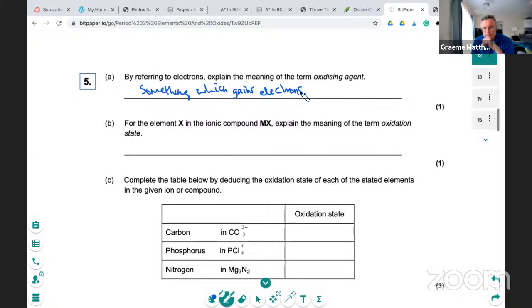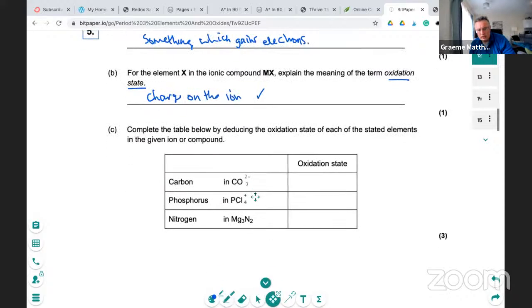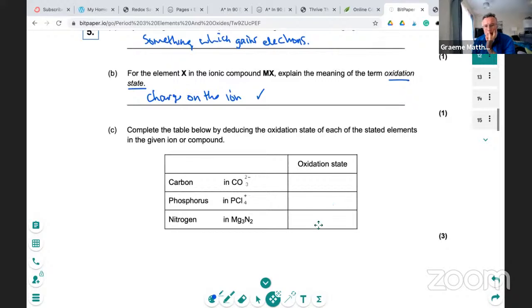Let's see. The element X in the ionic compound MX, explain the meaning of the term oxidation state. All right, well, the oxidation state, what does this mean? Well, at GCSE, you knew it's the charge on the ion. It's the charge. We just call it oxidation state at A level. Okay, all right. Let me scroll this up a little bit so I can see it. All right. Okay, oh, this is easy.